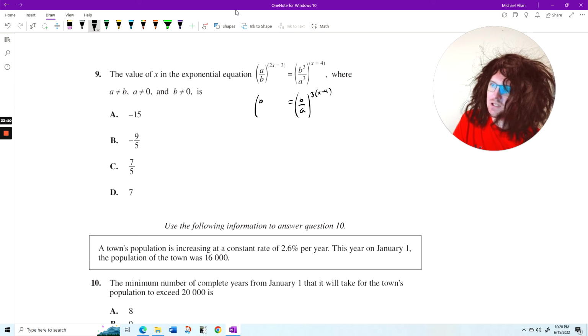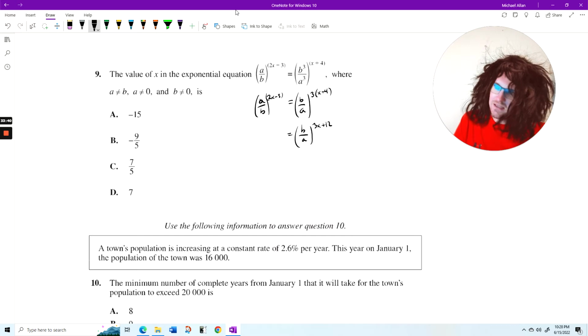Okay, so this side's not going to change. It'll just be a over b, 2x minus 3. You can put brackets on that one too if you want to. So you can pull that out. So this will just change into, if I were to keep this nice and organized here, 3x plus 12.